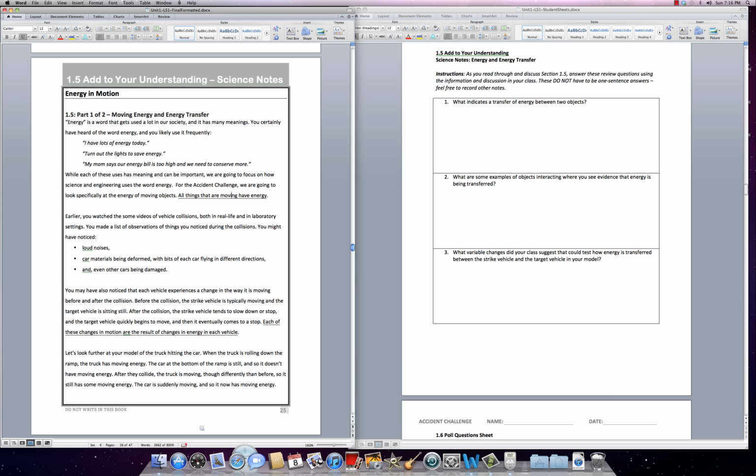Section 1.5. Add to your understanding science notes, energy and motion. The purpose of this lesson is to introduce the science content that is being presented through this investigation.